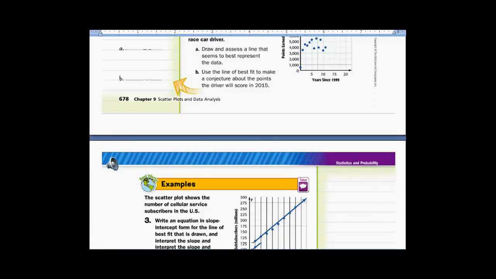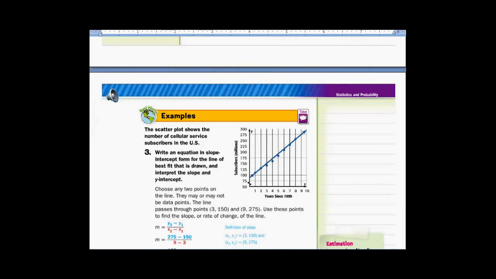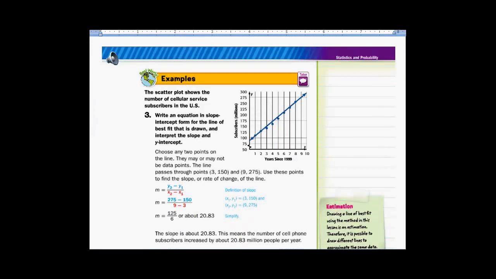Next page. The scatter plot shows the number of cellular service subscribers in the U.S. Write an equation in slope-intercept form. Remember slope-intercept form back from like chapter 3. y = mx + b. So we're going to have to find m, our slope, and b, our y-intercept.